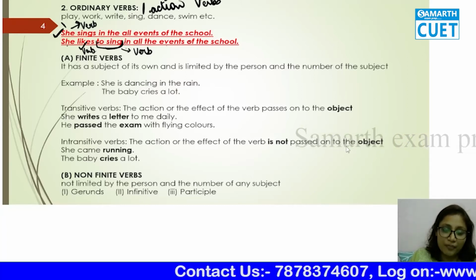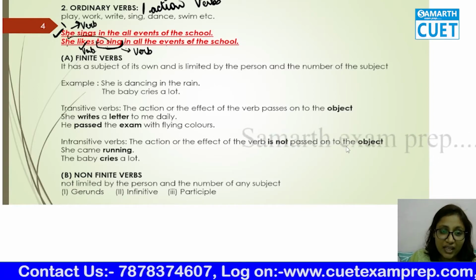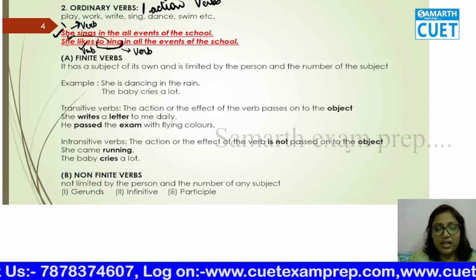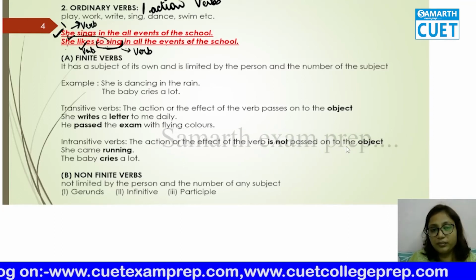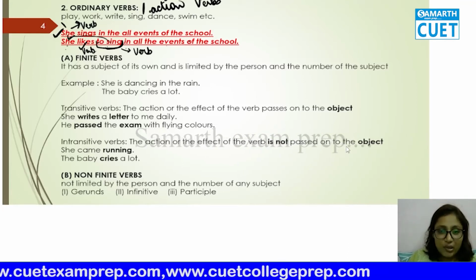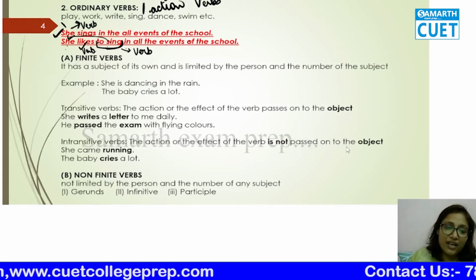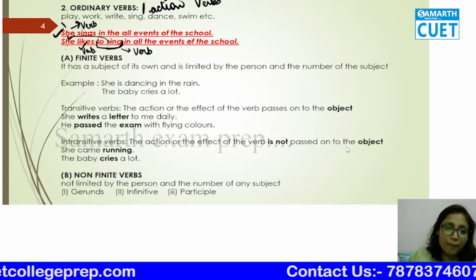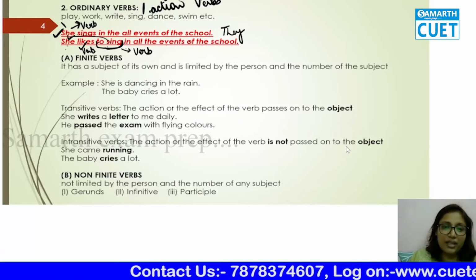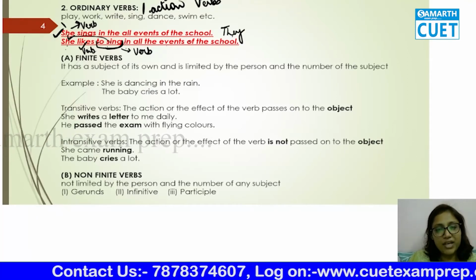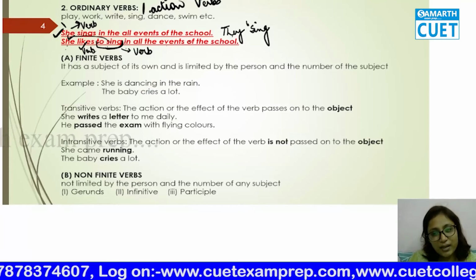To sing. But to sing is not directly related to she here. That means it is not directly limited to she. If I tell you like this, you'll understand this better: if I put they in place of she, then what will happen? With they, we are going to change the verb and its form and we are going to put sing.